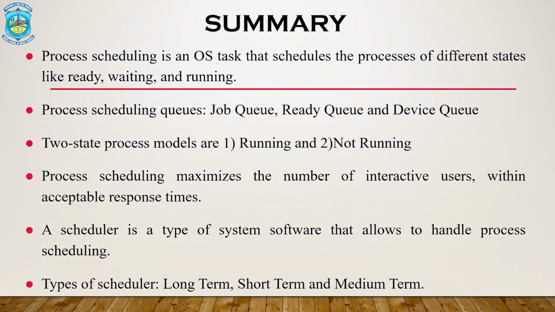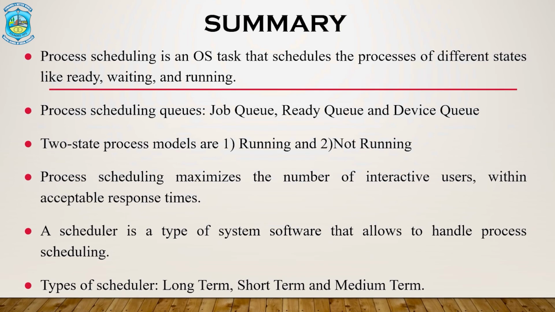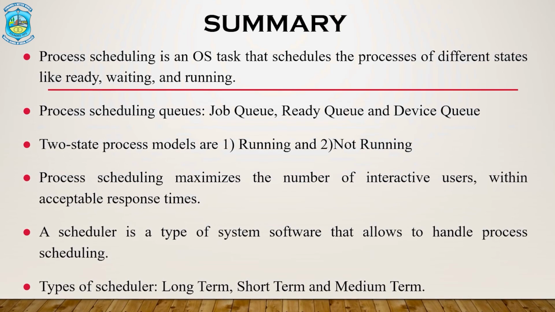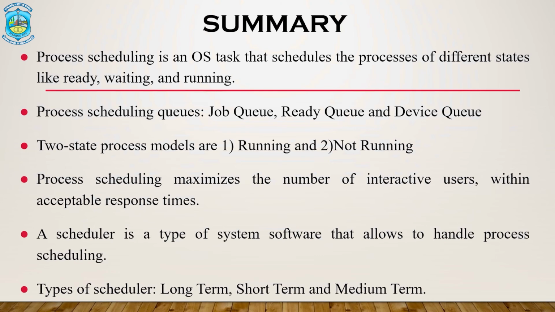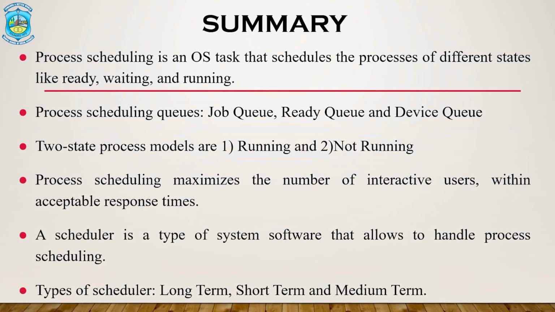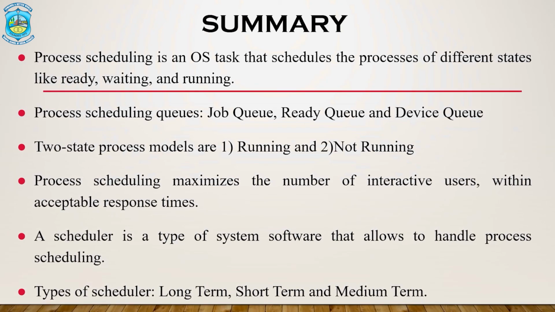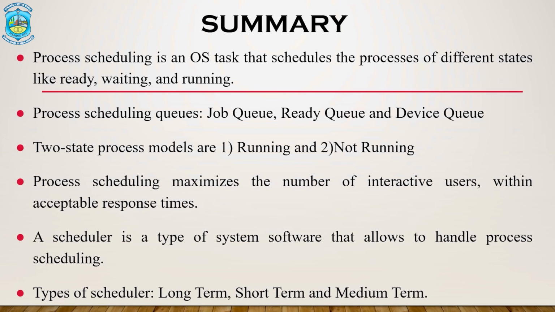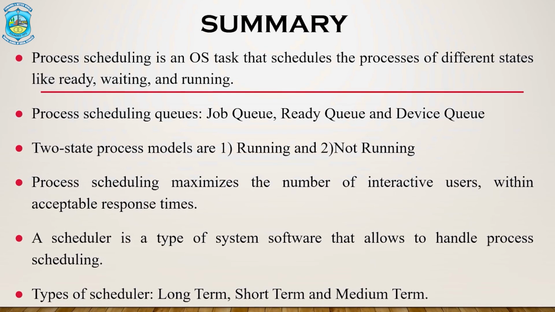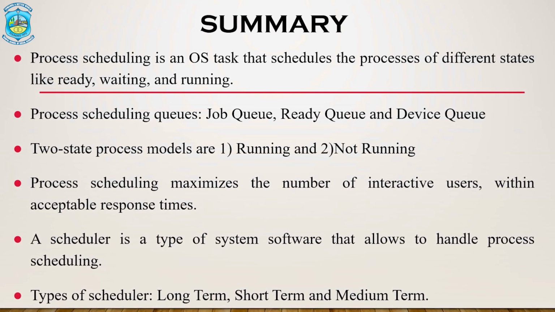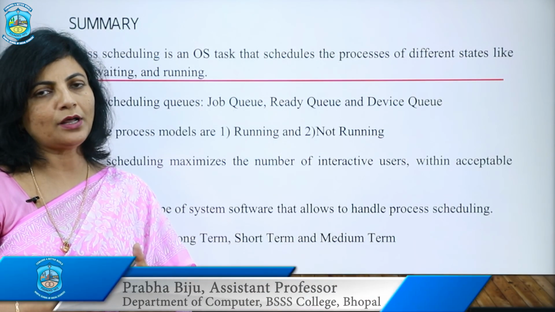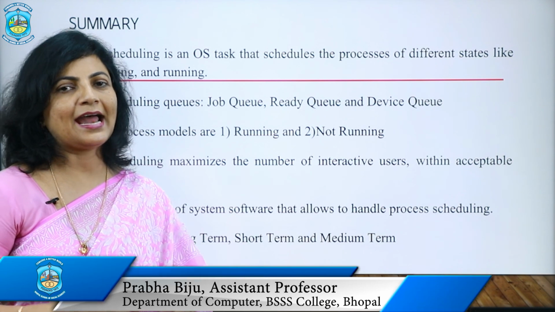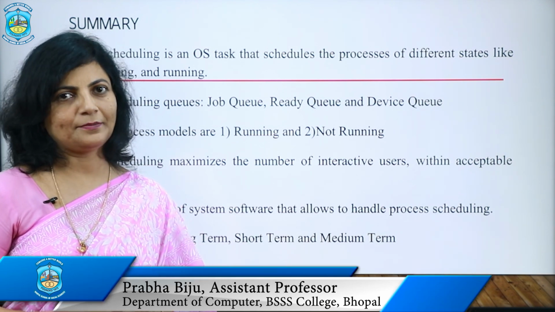We have also learned in the scheduling objectives that it maximizes the number of interactive users within acceptable response times. We have also seen that a scheduler is a type of system software that allows handling process scheduling. And finally, we have learned about the types of scheduler, that is long-term scheduler, short-term scheduler and medium-term scheduler. Thank you.